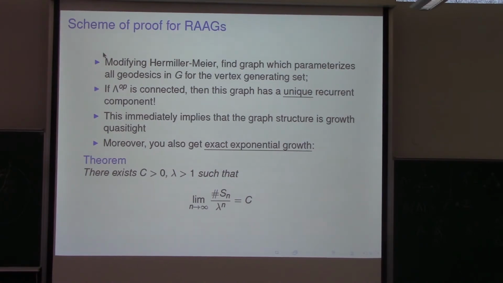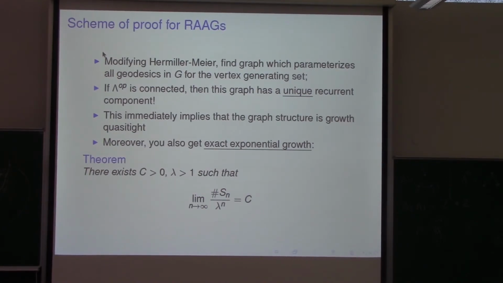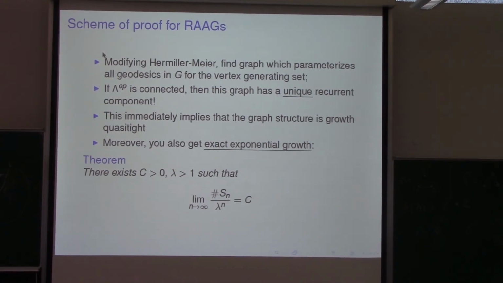Basically, there's an old paper of Hermiller and Meier where they do find a graph which parameterizes geodesics in this right-angled Artin group. However, that graph doesn't quite work for us because it's harder to check whether it has this growth quasi-tightness property. So in the case where the opposite graph is connected, this graph will have a unique recurrent component, just like in this case. So we have to modify this graph, but we can do it, and you get a graph which has a unique recurrent component, and then you can apply all the story.